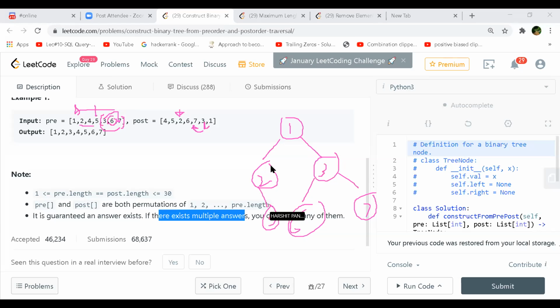Okay. Now you come back to 2. You try to make the left subtree of 2, which is 4. Now simultaneously you will be at this point in your post order. Now you will make this node 4. Okay. So you are done with the left part also. Now you come back at this one, and this is the root we have.